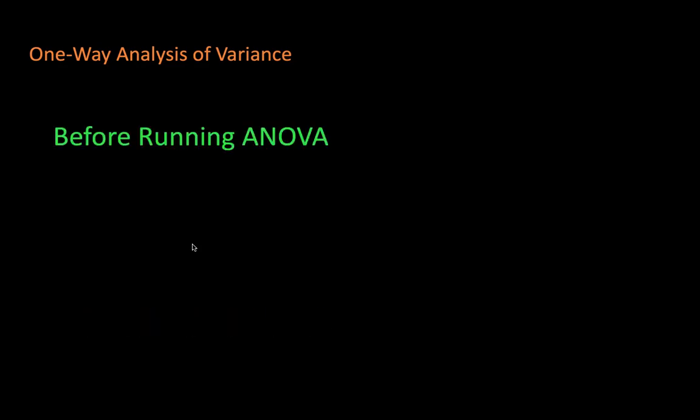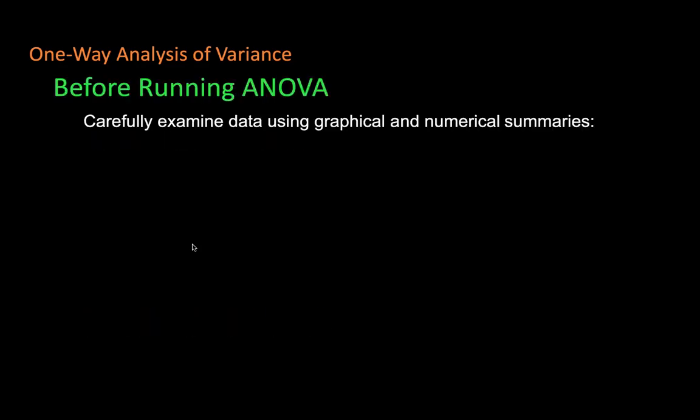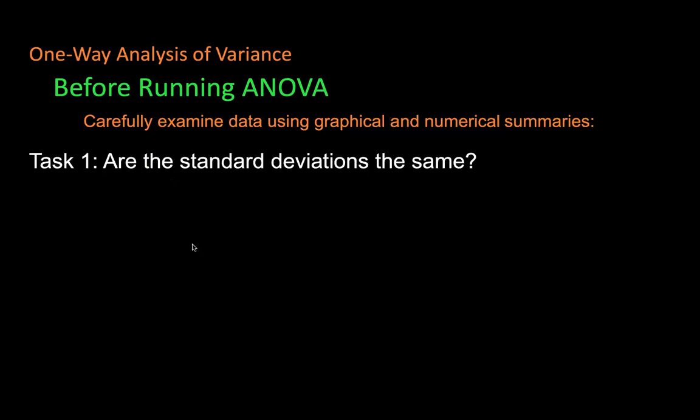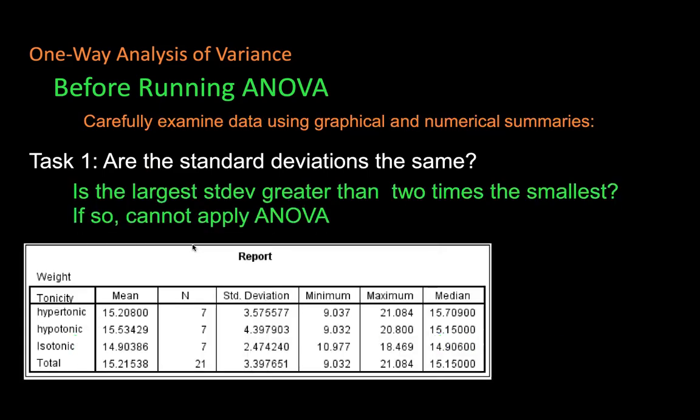One-way analysis of variance. Before running ANOVA, carefully examine the data using graphical and numerical summaries. So we can do task 1, are the standard deviations the same? Is the largest standard deviation greater than 2 times the smallest? If so, we cannot apply ANOVA.